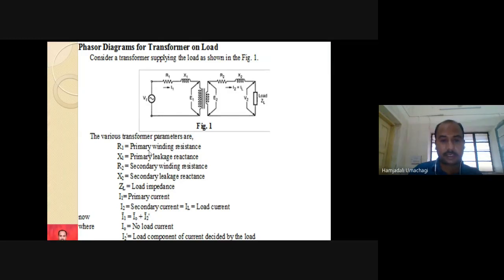Just now we have seen this I1. If I take the magnetizing branch here, there will be I0 downwards and here there will be I2 dash. Yes or no? Just now I have explained to you. So I1 is equal to downward current I0 plus forward current I2 dash. Then comes the same downward current. What is the downward current? No load current. So this no load current I0 is equal to what? Just now I have told you.